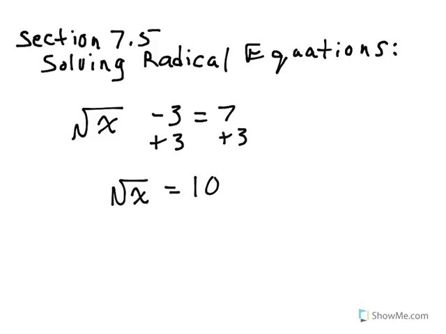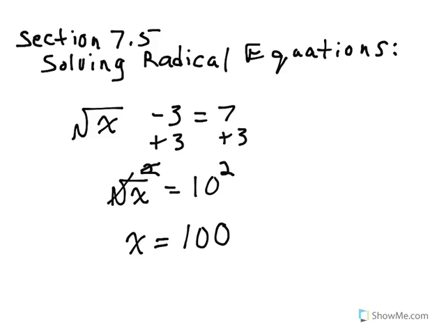Now to cancel out the radical sign, we square it, but if we square one side of the equal sign, we must also square the other. Remember, the square cancels the square root, leaving just x, and on the other side of the equal sign, 10 squared is 100. Always check your answer, just in case you have an extraneous solution, which means that you can work the problem perfectly, but when you plug it back in, it might not work.